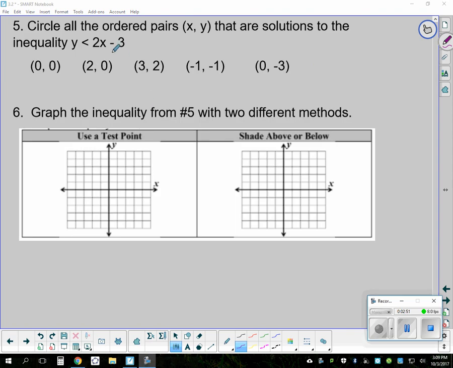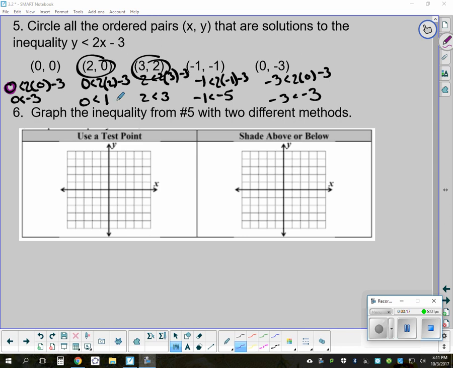Okay, number 5, circle all the ordered pairs that are solutions to this inequality. This should feel very similar to what we were doing in the last section. The difference now is we're not looking for the left side to equal the right side. We're looking for the left side to be less than the entire right side. So go ahead and plug your values in and see which ones work.